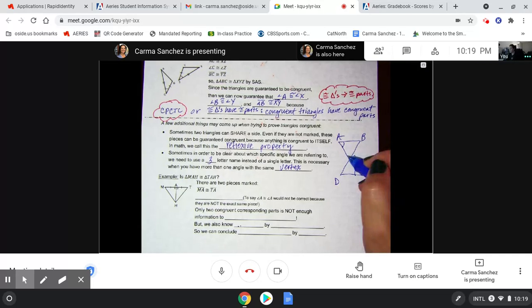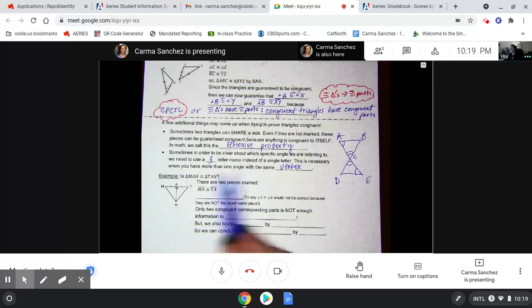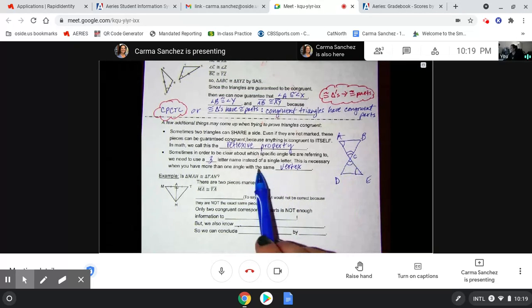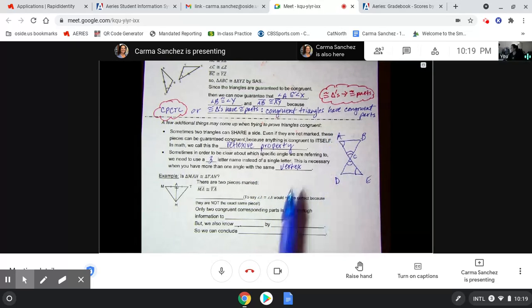But what if I was talking about angle C? You're like, which angle C? There's 2 of them that have the same vertex. So here I would have to say angle ACB is congruent to ECD. I would need to use a 3-letter name. Sometimes we need to use 3-letter names instead of a single letter. This is necessary when you have more than 1 angle with the same vertex. So the middle one is an example where I'd have to use a 3-letter name instead of a single letter name in my proof. Okay.